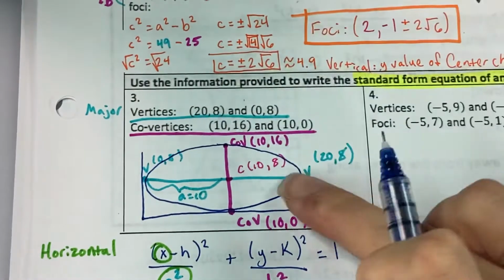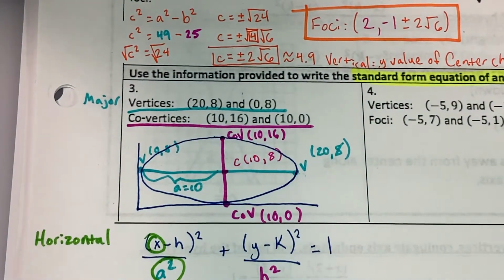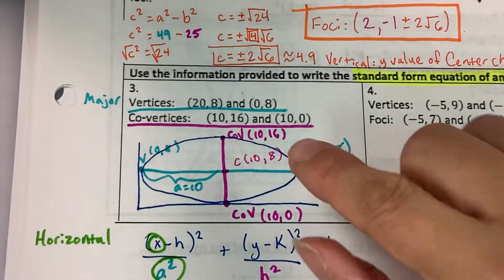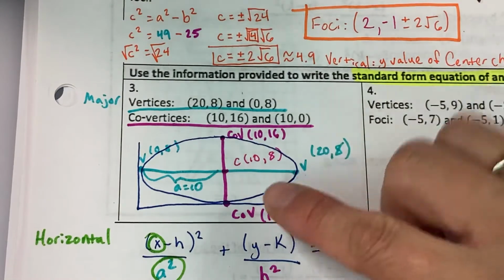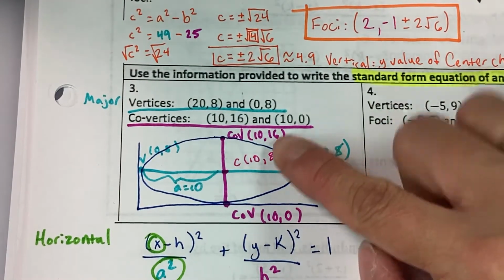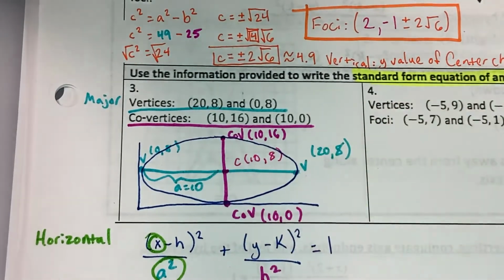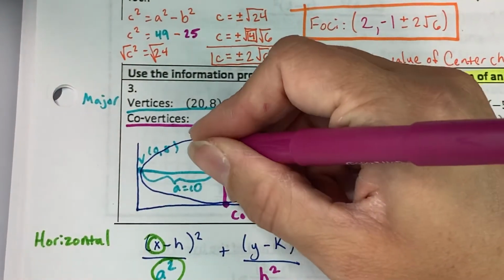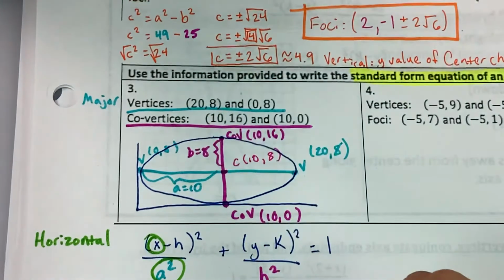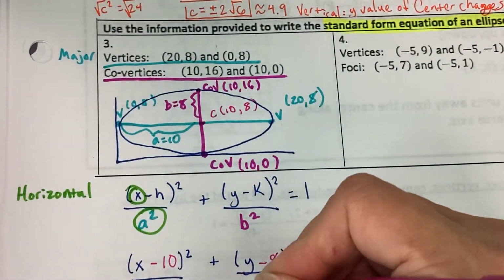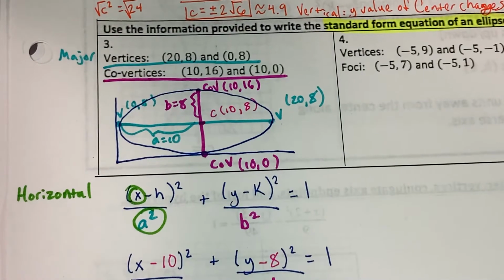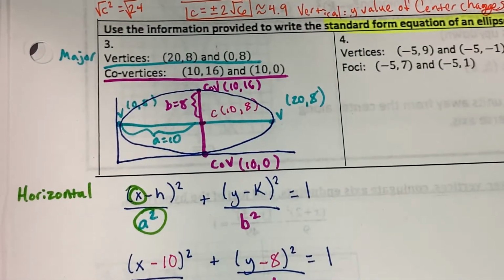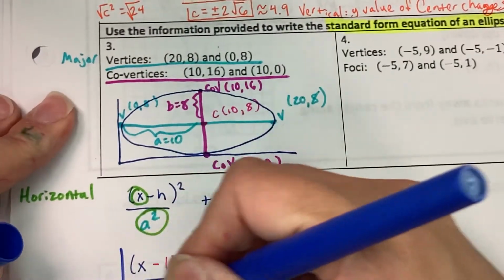Ooh, a little too pointy over there. That's all right. So looking at how far each co-vertex is from our center, we see that we've gone up 8 and down 8. So this means our b value is 8, which means b squared in the equation will be 64. And ta-da! That is my equation in standard form.